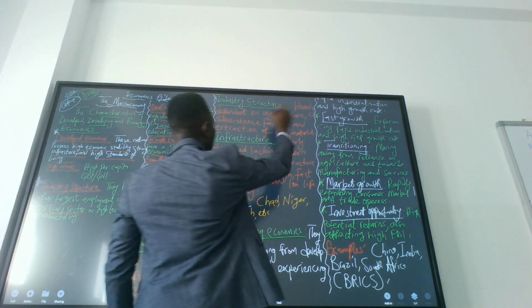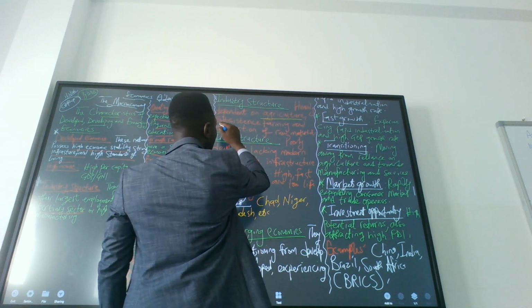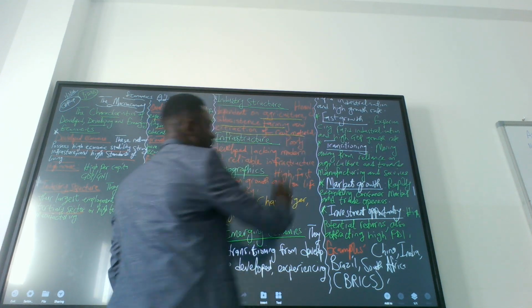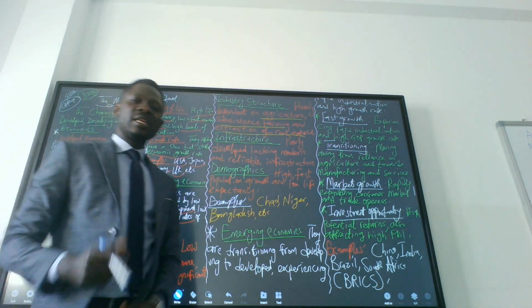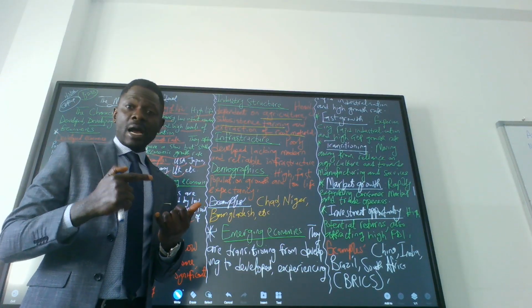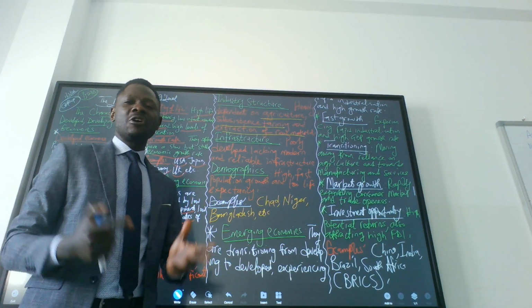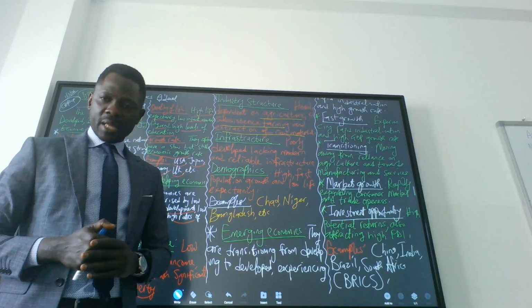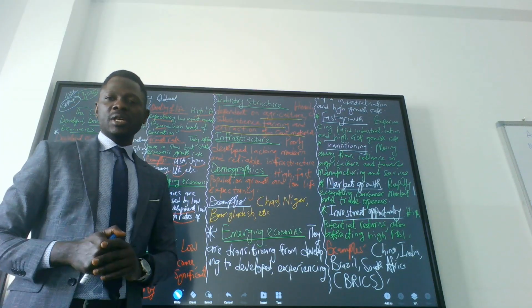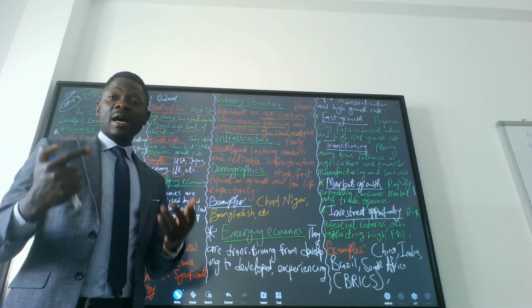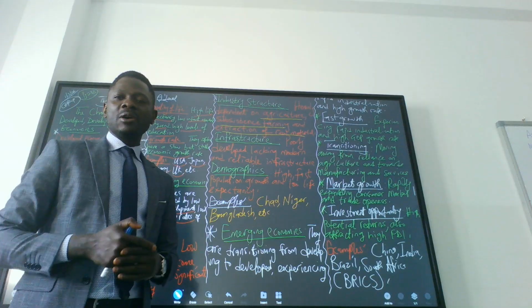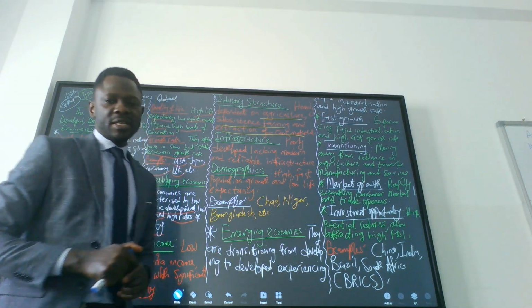They depend on agriculture, subsistence farming, and extraction of raw materials. So developing economies are reliant on agriculture. What is agriculture? The planting of crops and rearing of animals for the benefit of man. This is what they mostly do in developing economies, and they also rely on the extraction of raw materials.